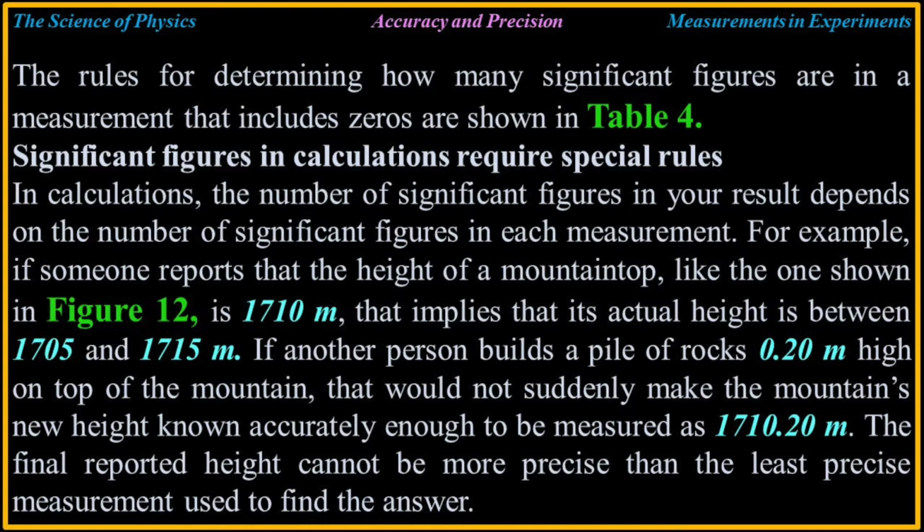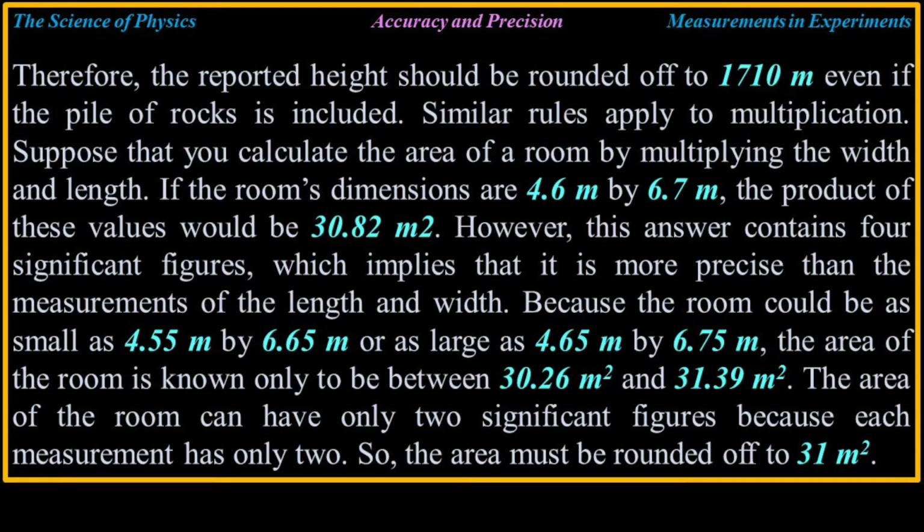The final reported height cannot be more precise than the least precise measurement used to find the answer. And in multiplying or dividing significant figures, your answer cannot be more accurate than the least accurate value. Therefore, the reported height should be rounded off to 1710 meters, even if the pile of rocks is included.